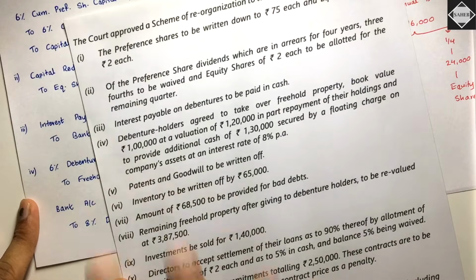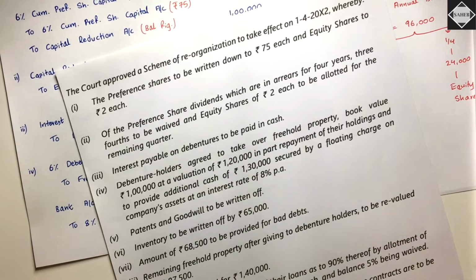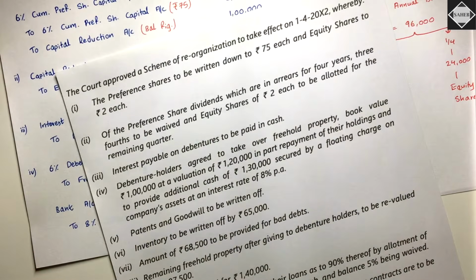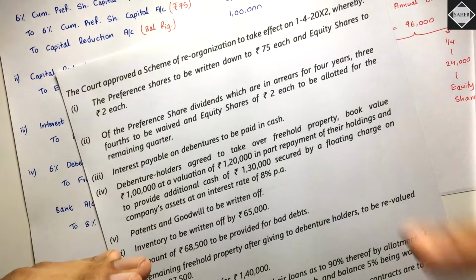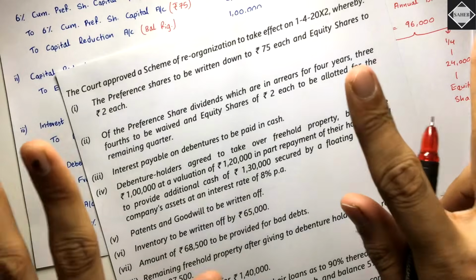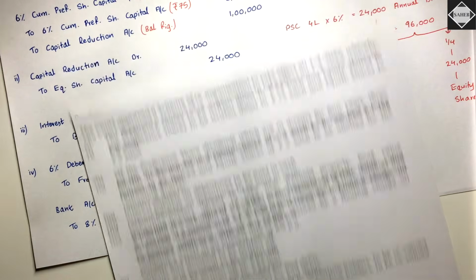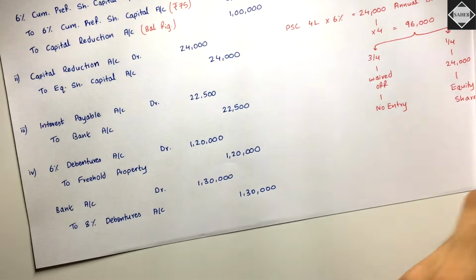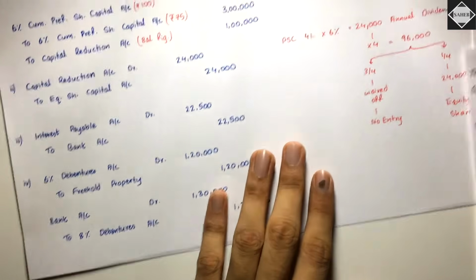So we are done with the fourth adjustment. In the first part, what happened? Debenture holders took the freehold property. So because of that, debentures also reduced, freehold property also reduced. And in the second part, new debentures of 8% have been issued. Fine. Okay. Now after this, let's move on to the next adjustment.